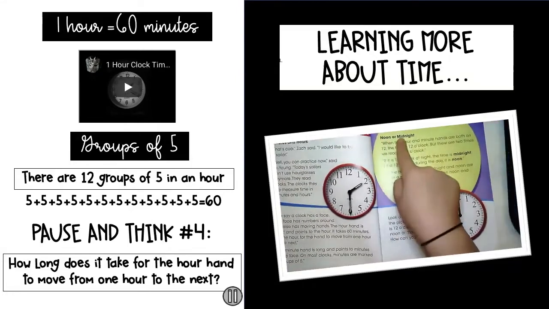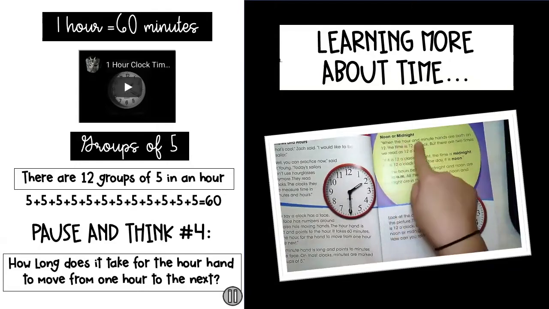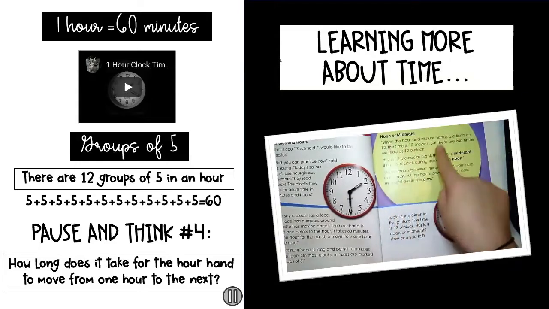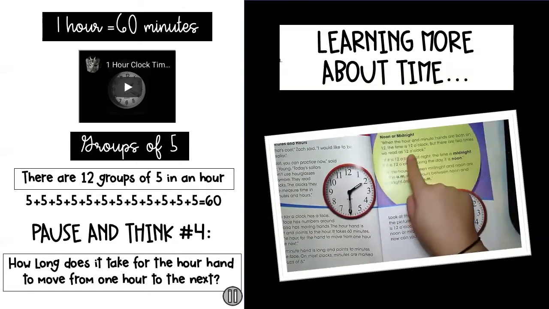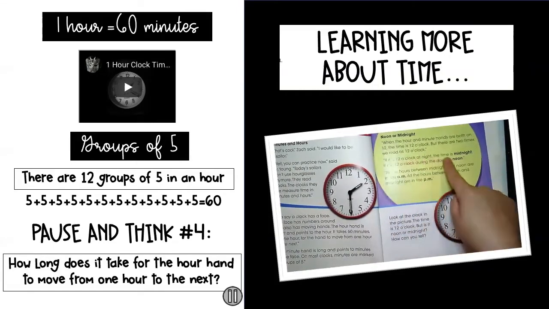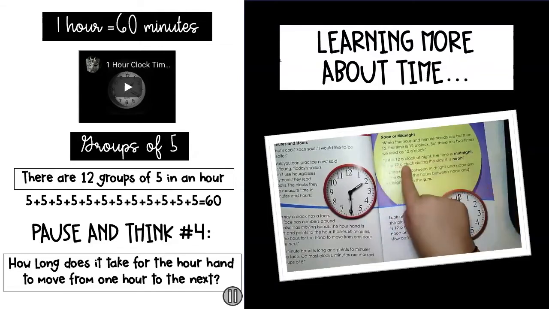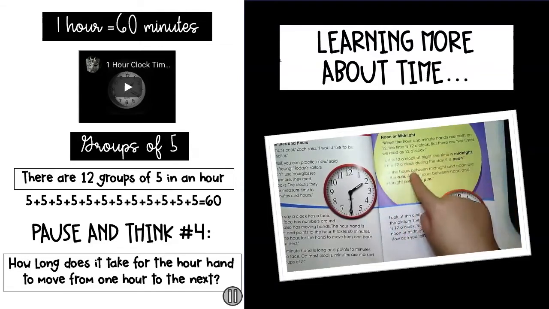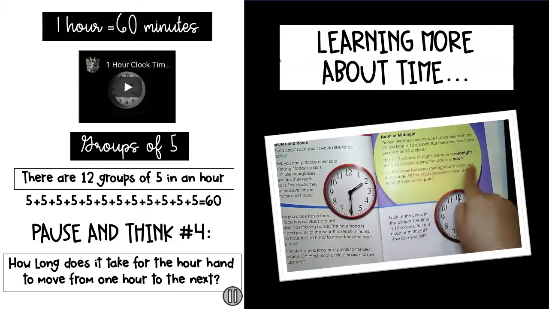Noon or midnight. When the hour and minute hands are both on 12, the time is 12 o'clock. But there are 2 times we read as 12 o'clock. If it is 12 o'clock at night, the time is midnight. If it is 12 o'clock during the day, it is noon. All the hours between midnight and noon are in the AM. All the hours between noon and midnight are in the PM.